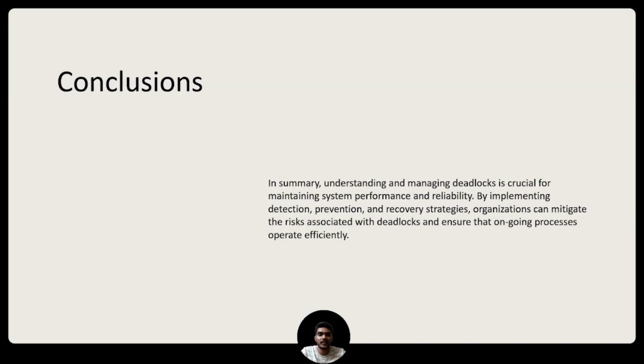Conclusion. In summary, understanding and managing deadlock is crucial for maintaining system performance and reliability by implementing detection, prevention, and recovery strategies. Organizations can mitigate the risk associated with deadlock and ensure that ongoing processes operate efficiently.